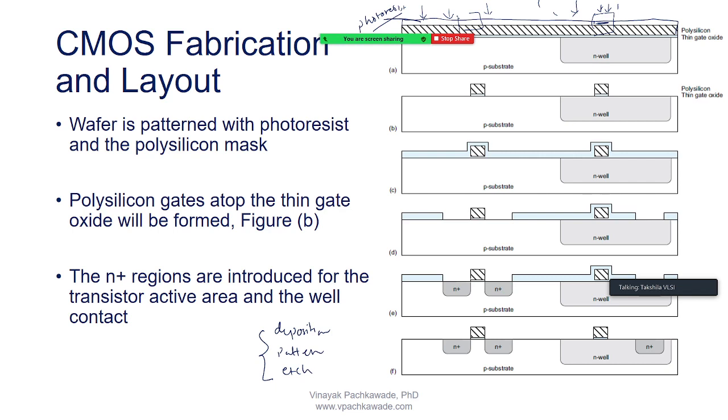mask right over here and right over here will get softened and will get melted, and therefore I will have only these areas where the polysilicon will be there, and the rest of the photoresist will then be stripped away. Are you getting my point? And finally this is the structure I will have.